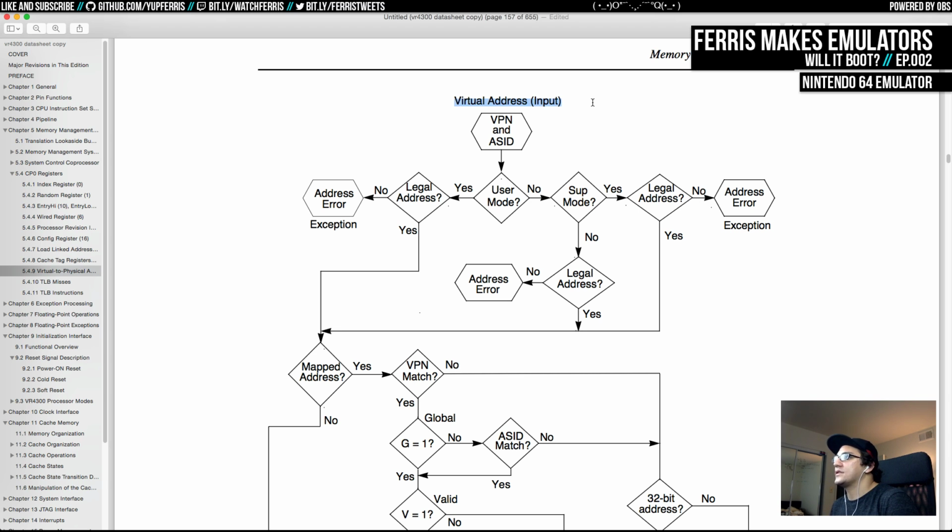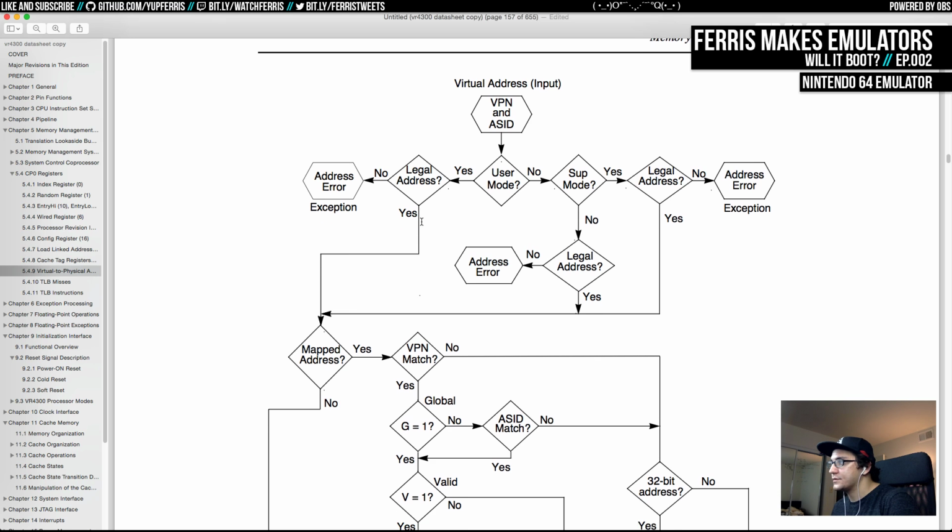So we have the virtual address on the input, which is the virtual page number and the ASID, which I forgot what it was again. Takes me a while to learn things. I'm a bit slow. Then it asks for user mode, because I guess this CPU would have been used in a lot of systems that would actually run an operating system. Yeah, so here, if we're not in user mode, we are in supervisor mode, and there's not a legal address, we get an exception. Actually, let's forget all this stuff for now. We'll go this way. Let's assume we're in user mode.